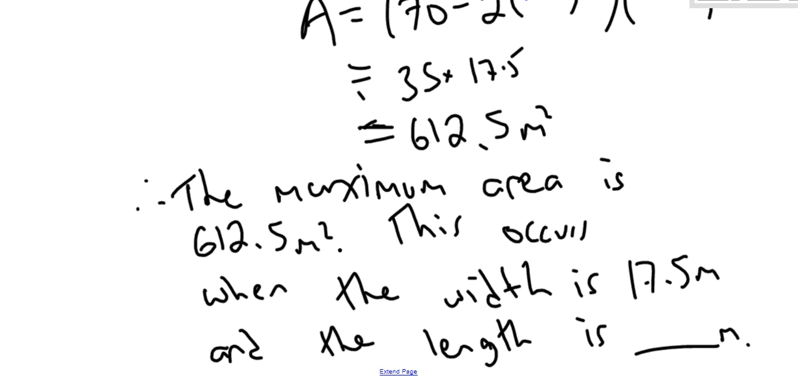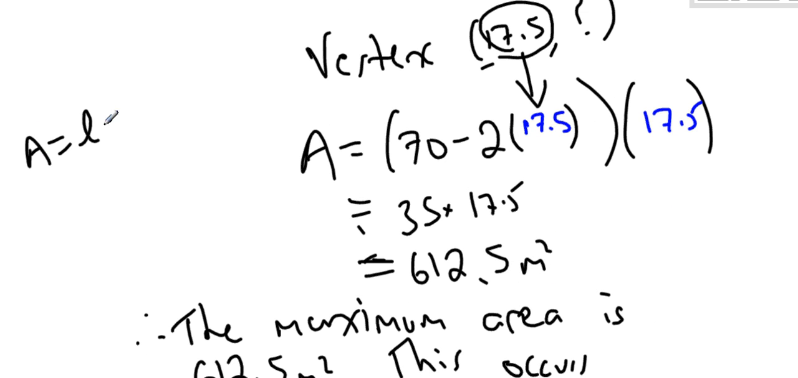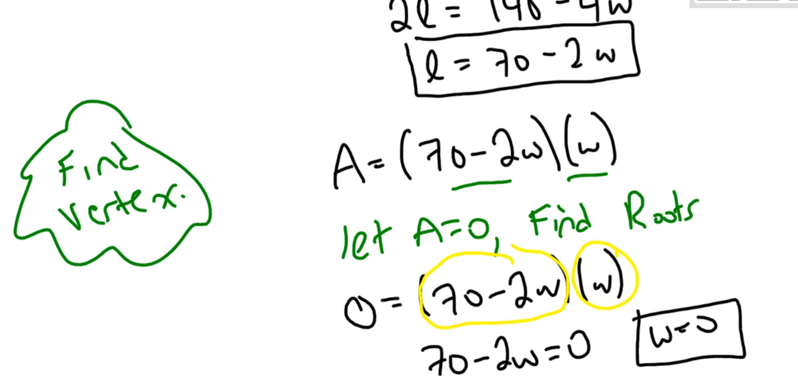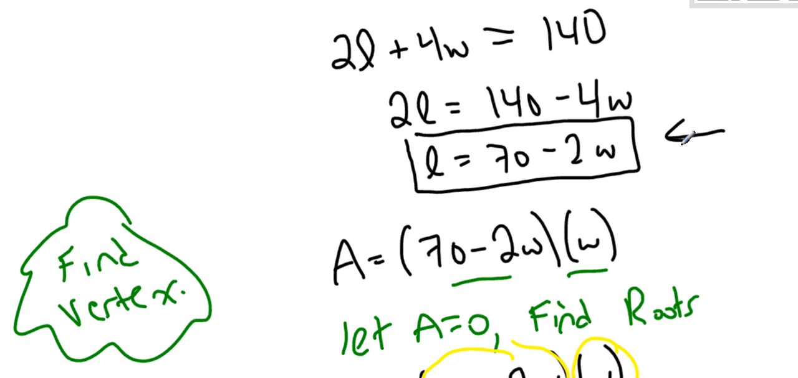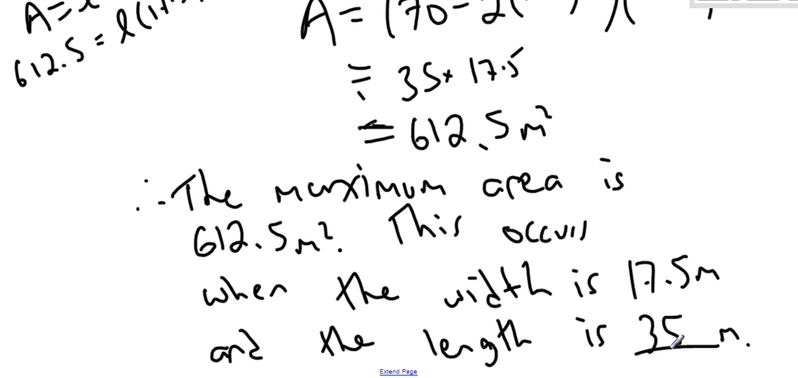Well, there's two ways of figuring this out. One is remembering that area is length times width. So if you know that the area is 612.5 and you know that the length is 17.5, you can simply do division to find what the length is. The other way of finding length is to remember the equation we found up here, which clearly tells us the relationship between length and width. If we know the widths, sub it into this equation and calculate length. In both cases, you're going to get 35 meters.